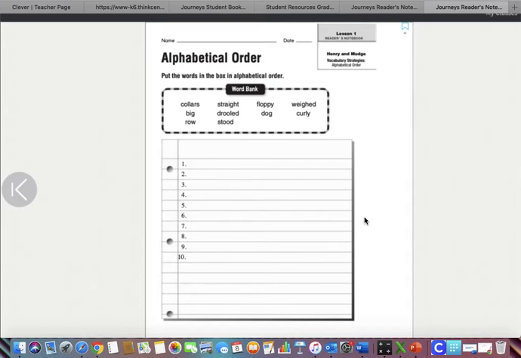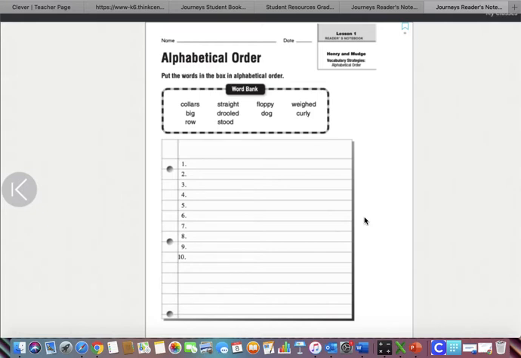So, we've used collars, big, row, drool, dog, curly, floppy. We're down to the last three, the final three. Who will be voted off the island? Nope, not the same thing. Straight, stood, and wade are our last three words. We just left off with R. Do we have any words that start with S? Yes or no? Yes, we do, right? We have two of them, though. Oh. We have straight and we have stood.